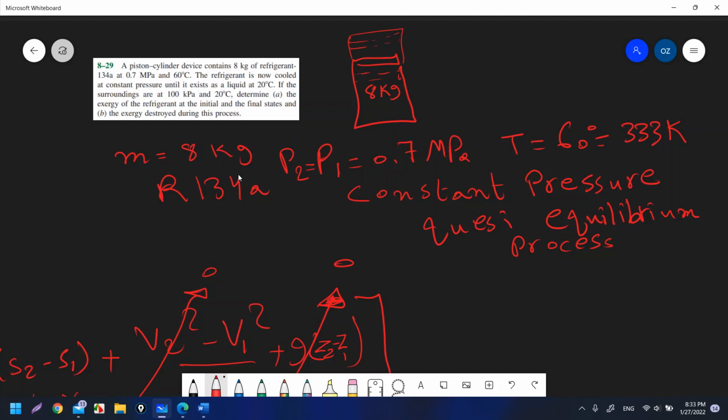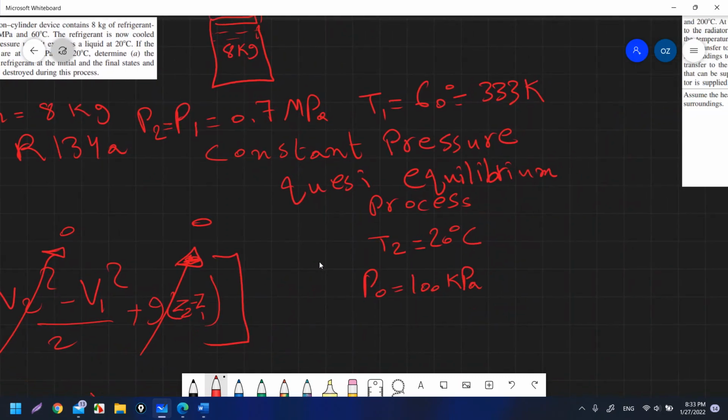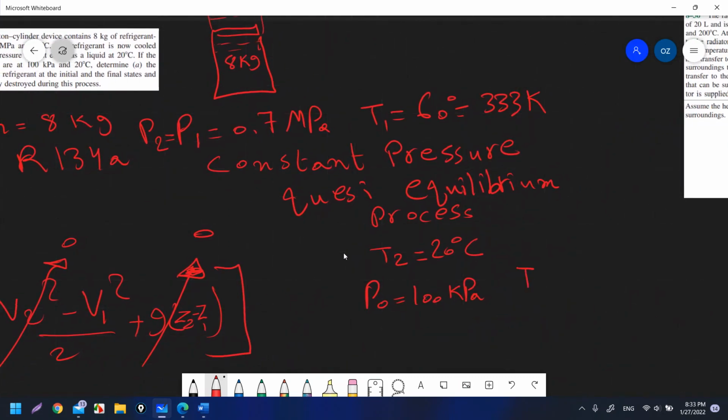The refrigerant is now cooled at constant pressure until it exists as a liquid. So if we say that is T1, then T2 is 20 degrees Celsius. If the surroundings are at 100 kilopascal, so P naught is 100 kilopascal, T naught is 20 degrees Celsius.